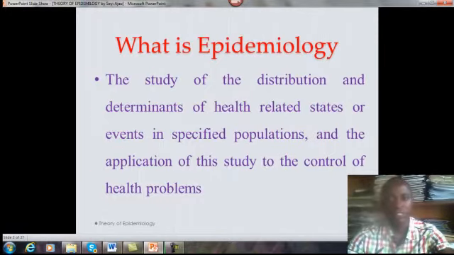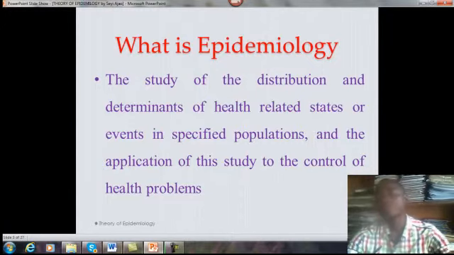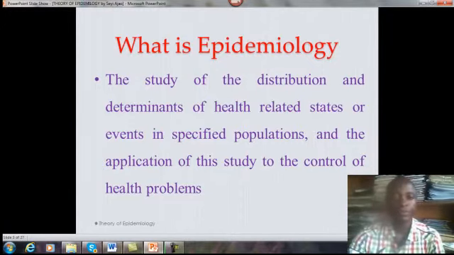So what is epidemiology? This is the study of distribution and determinant of health-related states or events in specified populations, and the application of this study to the control of health problems. Of course, we have been hearing of epidemiology. And then what are the health-related states or events in a particular population?